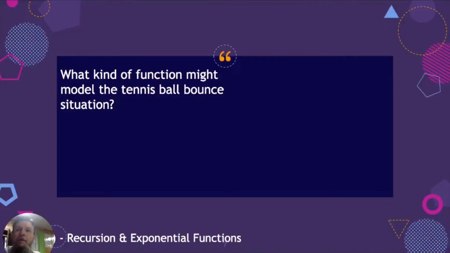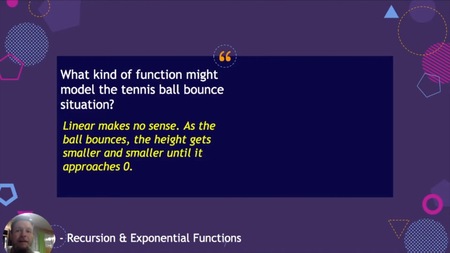All right. Now, what kind of function might model the tennis ball bounce situation? Linear makes no sense, because as the ball bounces, the height gets smaller and smaller until it approaches 0. If it was linear, it would bounce the same difference every time. So in other words, you'd start at 2, then it would go to 1.9, then 1.8, then 1.7, then 1.6, then 1.5. That doesn't make any sense, does it? It's not going in a line.